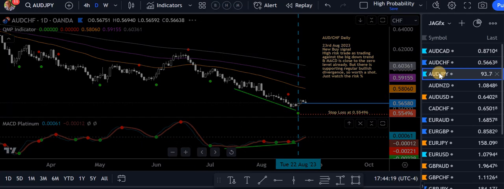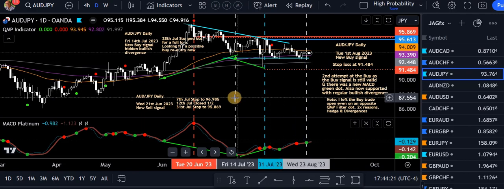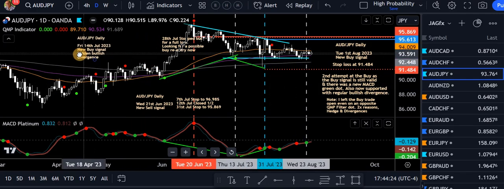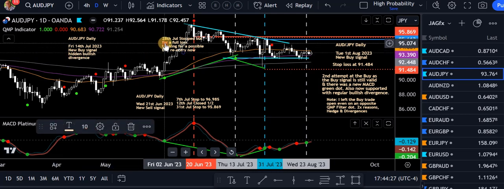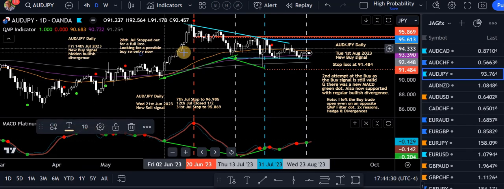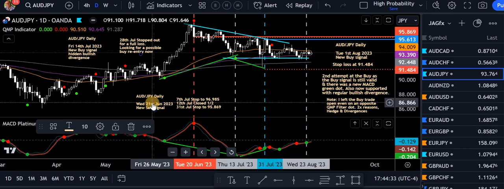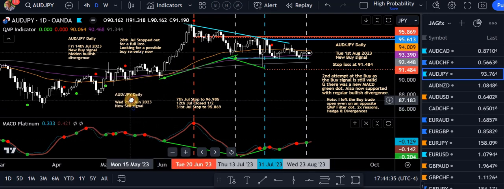All right, Oz Japanese yen. This one's a bit messy. Well, the good thing is we're in the sell from over here, so we'll just move all this over a bit so I can read it all. Let's have a look. So that's the 21st, so it's this one here. So on the 21st of June, took a sell.